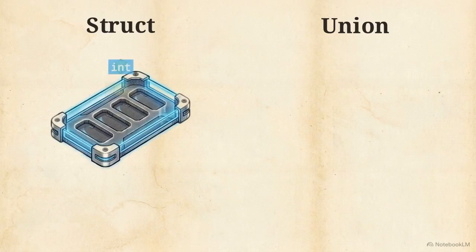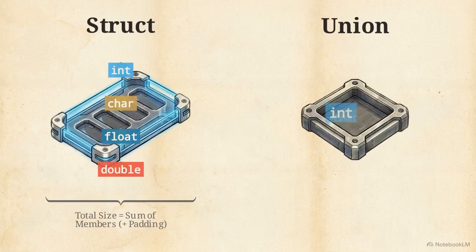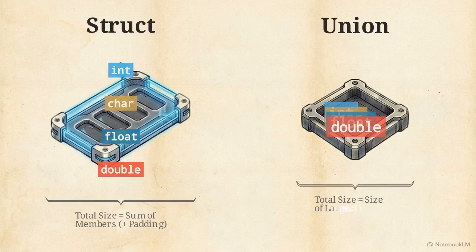This comparative matrix illustrates the fundamental difference. In a struct, on the left, every member gets its own separate physical space. The total size is the sum of all members. In a union, on the right, all members share the exact same physical memory location. The total size of the union is simply the size of its largest single member.